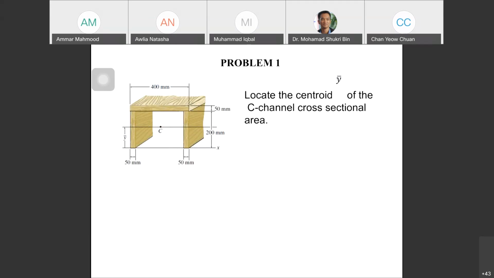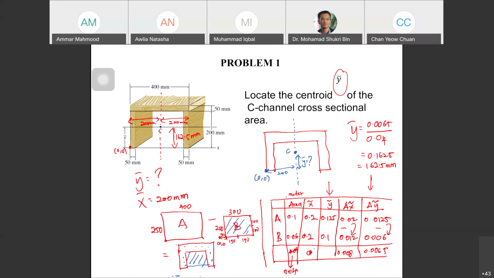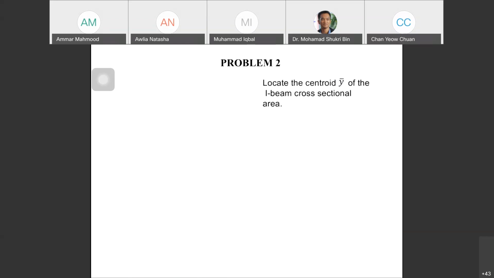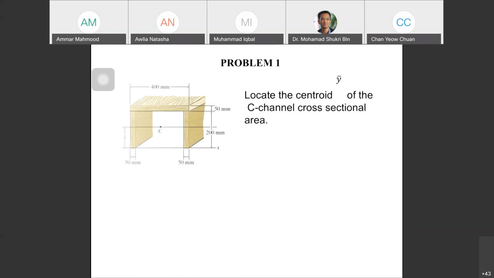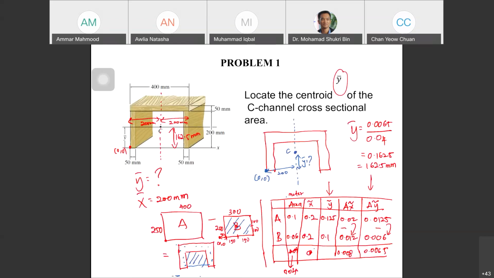You can also have option number 2. Option number 1, we can make A, B, C, using the similar method. Alright. Any question? Any questions so far? No questions.